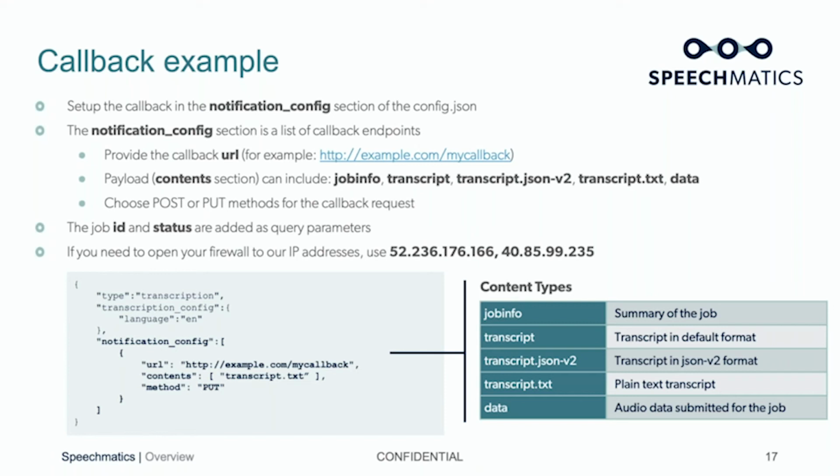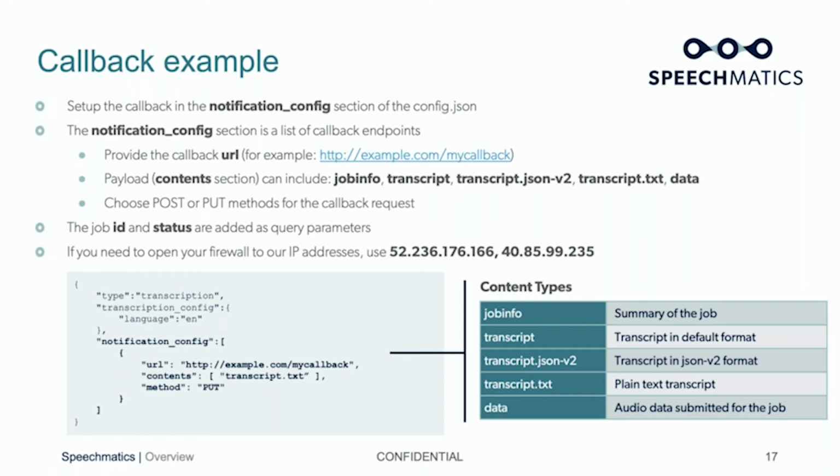You can also specify the payload that you want to send to that callback URL. Typically that would be a transcript, but if you want to, you can just send back the job info, or you can even send back the audio data. When a job is complete, the trigger will send either a post or a put request. It's up to you, it depends on what your callback server expects.